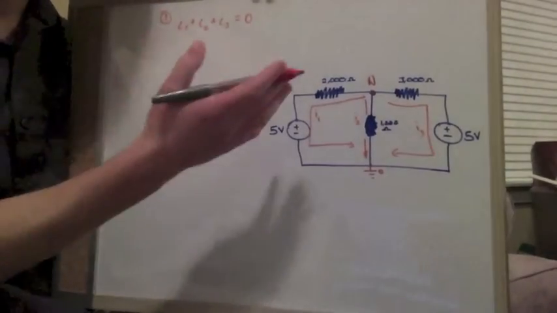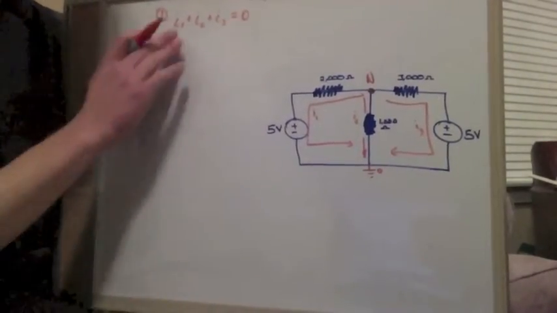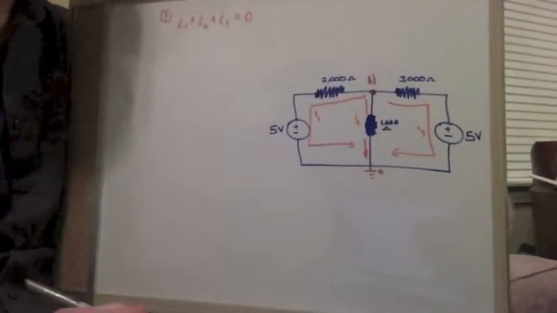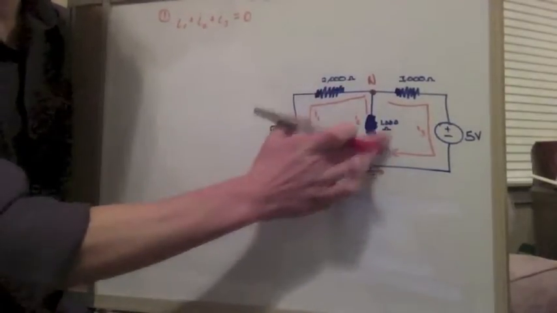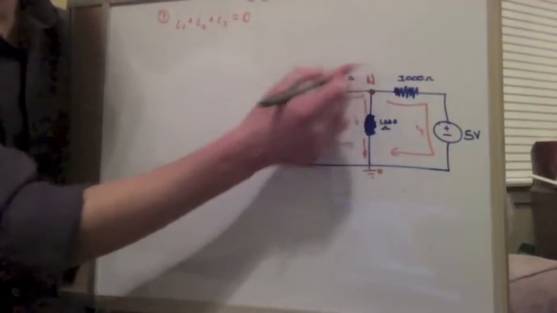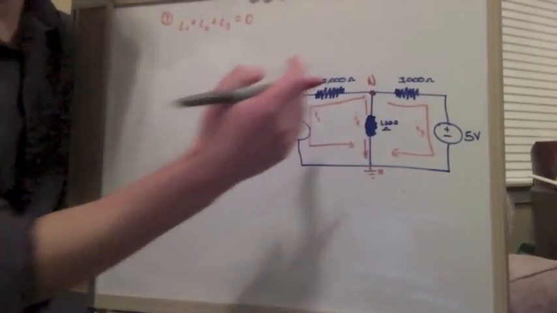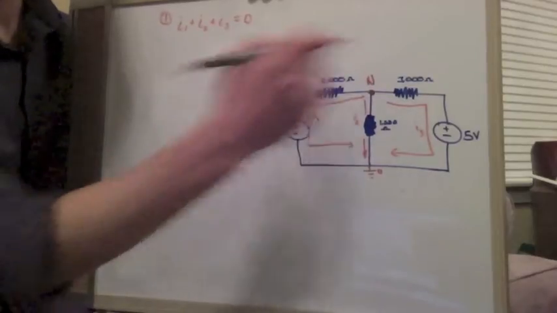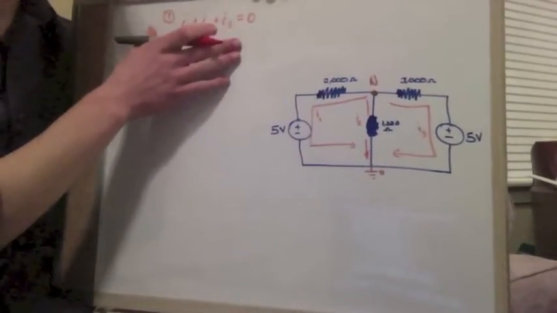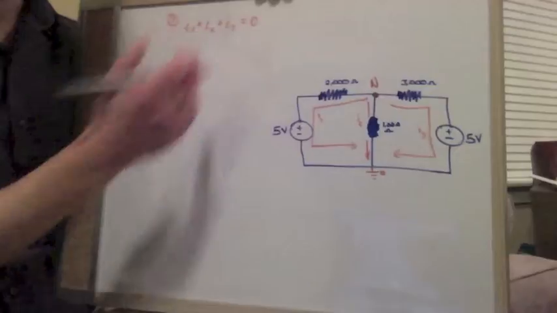Unfortunately, we don't know what any of these are, so what we need to do is get each of these currents in terms of their resistances and this node voltage. That way we only have one term that we're missing and we can solve for that, and then hopefully plug that back in and solve for each of the 3 currents individually.